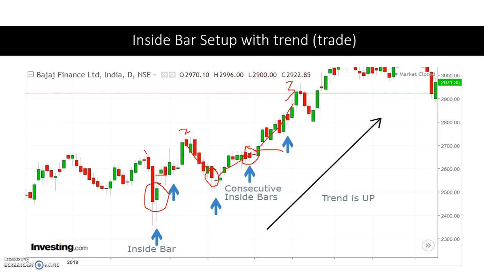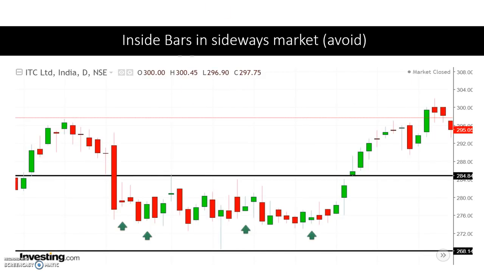Now, next is when to avoid such setup. There will be many setups of inside bars. So you must focus mostly in a trending market and avoid such setup in a sideways market. As you could see, it was an ITC daily chart. There is a sideways trend, zigzag formations. There is no proper uptrend or a downtrend. We can see one inside bar followed by a small downtrend, another inside bar followed by a small uptrend, then a downtrend, then an uptrend, another inside bar, then a downtrend, another inside bar, then a small uptrend. So this is a sideways market.